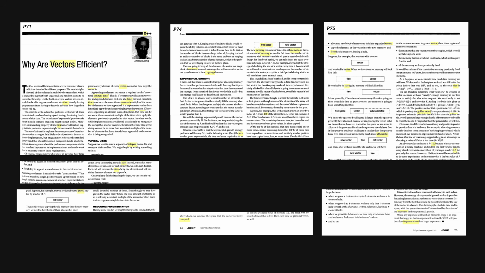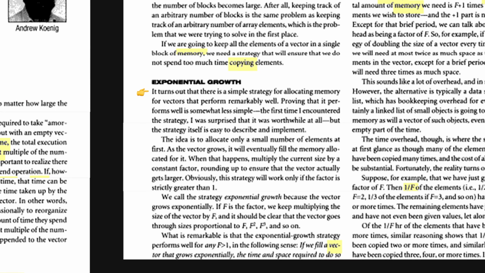In one paragraph, which I really enjoy, he says, "It turns out that there is a simple strategy for allocating memory for vectors that performs remarkably well. Proving that it performs well is somewhat less simple. The first time I encountered the strategy, I was surprised that it was worthwhile at all. But the strategy itself is easy to describe and implement." I just think that makes you want to read more, you want to find out. It's got that sort of technical adventure vibe, which is so much fun in these papers.